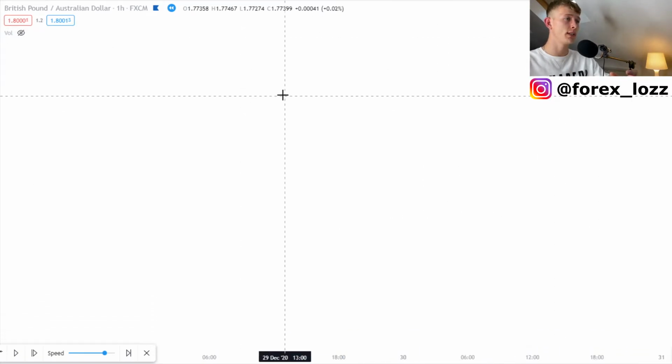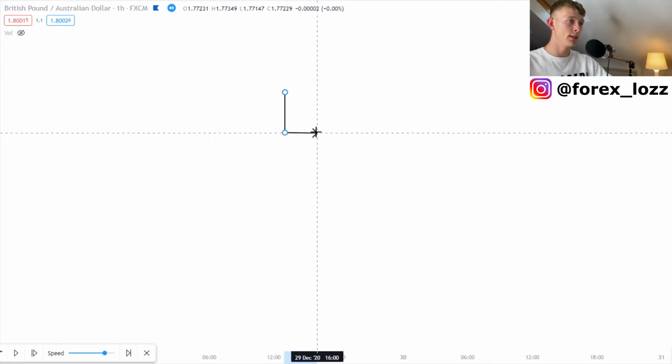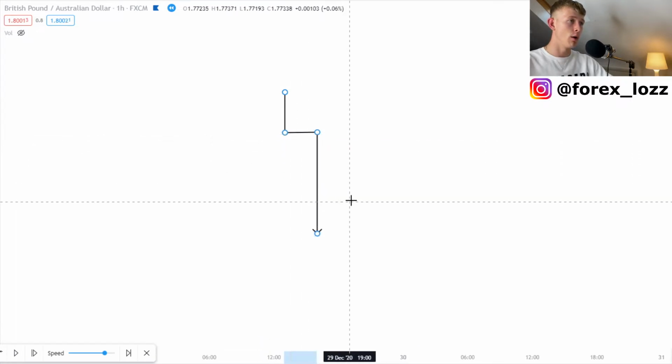So the drop is what we're going to be looking for to identify supply levels, okay? The drop, base, drop is what we want to be identifying when looking for supply levels, okay? So this is what it's going to look like. It's going to be drop, base, and then drop, okay?